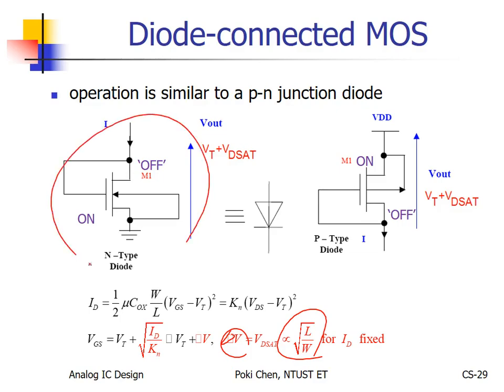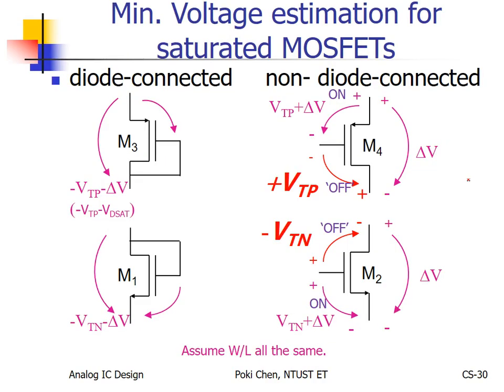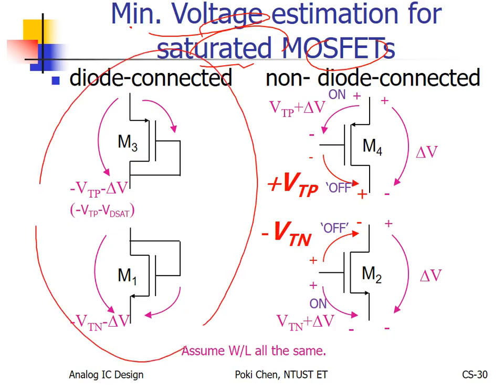This is for NMOS. And how about PMOS? Do it for yourself. With almost exactly the same reasoning, you will see the operation principle and conditions for PMOS. Then, how to estimate the minimum voltage for such a saturated MOSFET under operation? Again, I would like to focus only on NMOS and leave PMOS for you to work out yourself. So, NMOS here.